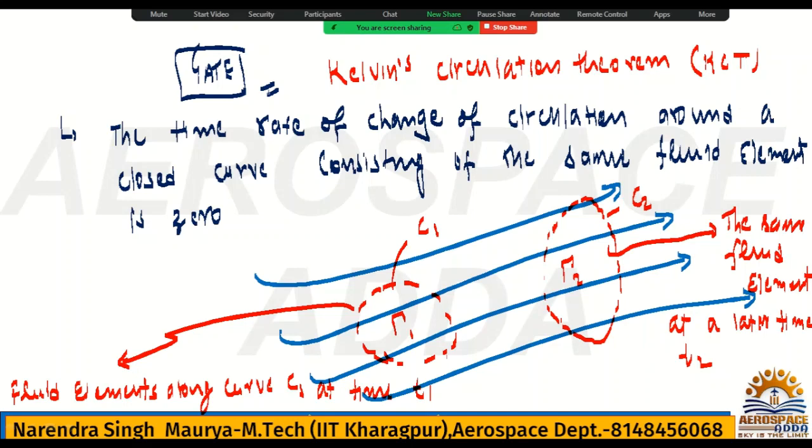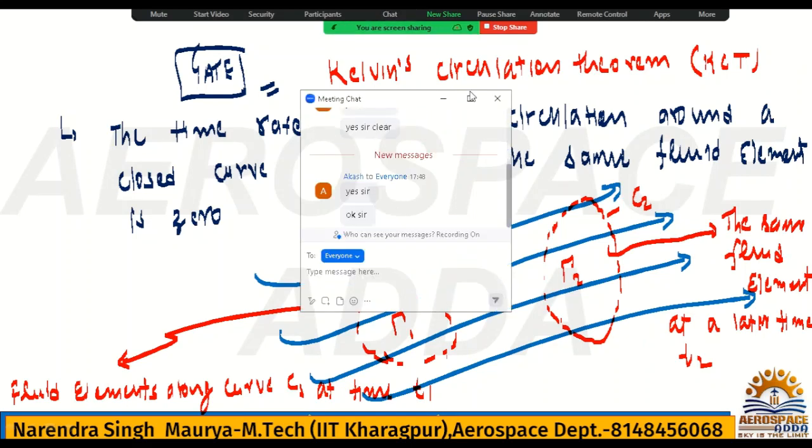This statement is given for a steady incompressible fluid flow. So always remember the rate of change of circulation will be zero around any closed curve for the same fluid element. This is called Kelvin circulation theorem.